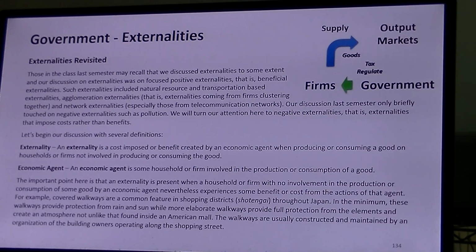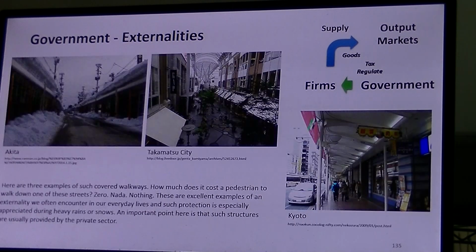Now, they're usually constructed and maintained by an organization of the building owners that are operating along the shopping street. It could be provided by government as well, but the important point here is that when you walk in such places, for the customer, it's an externality. It's a benefit. For example, here, this is taken from Akita.